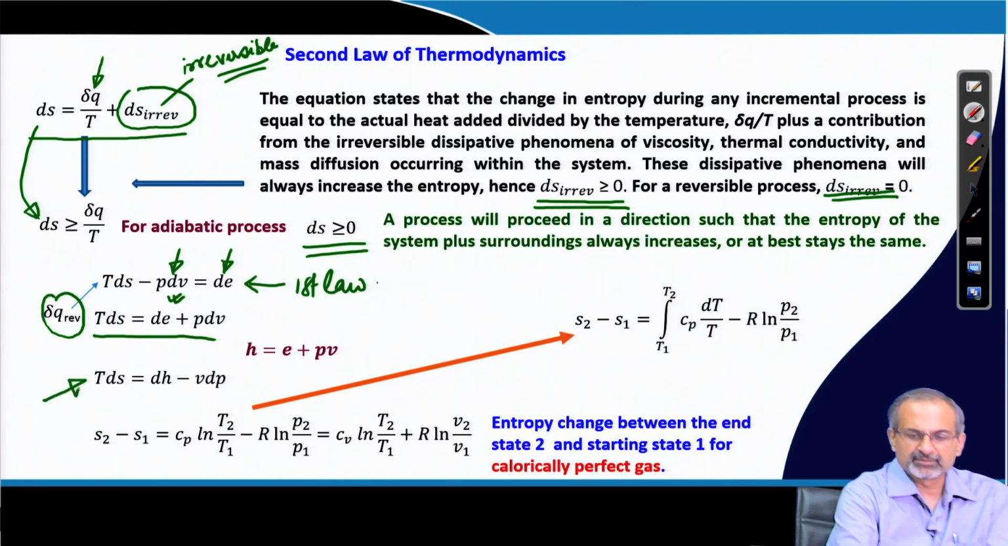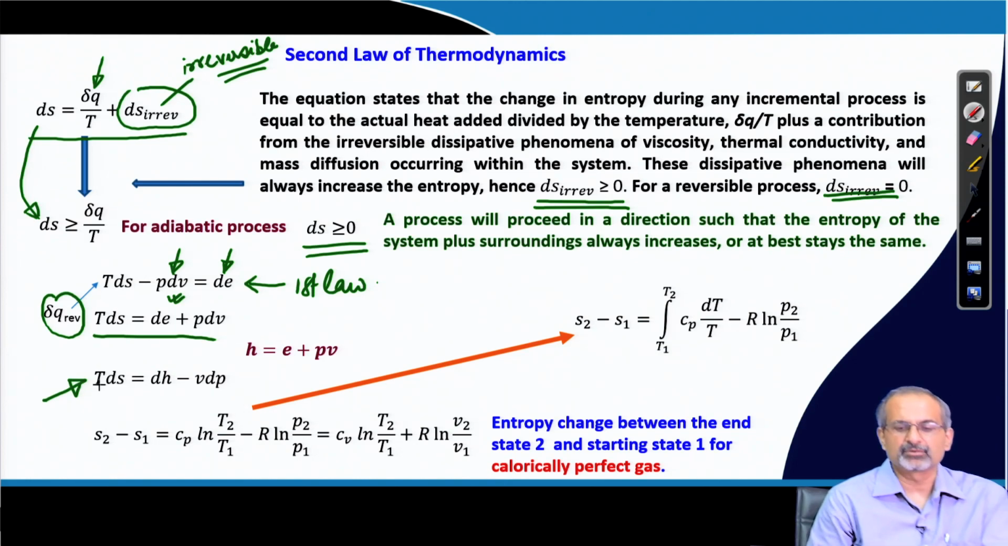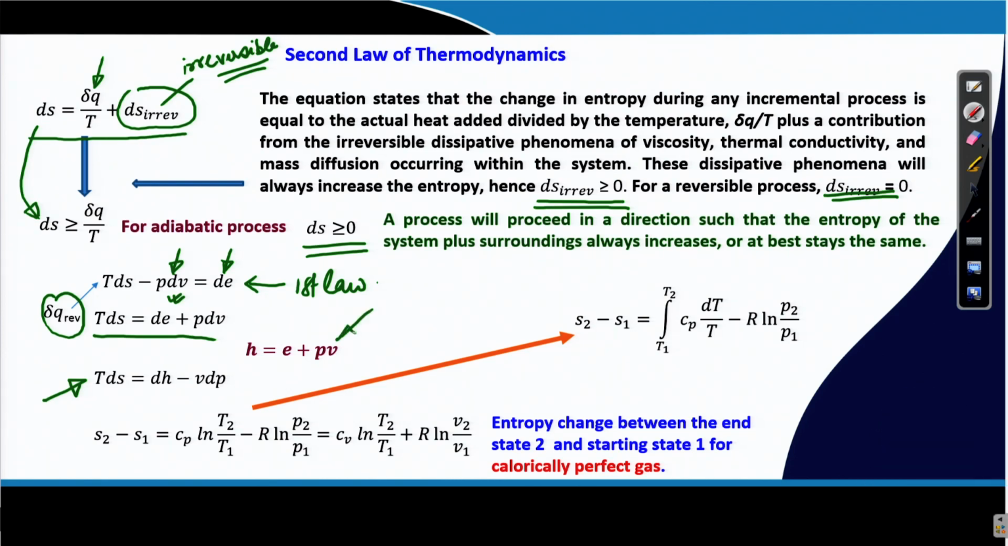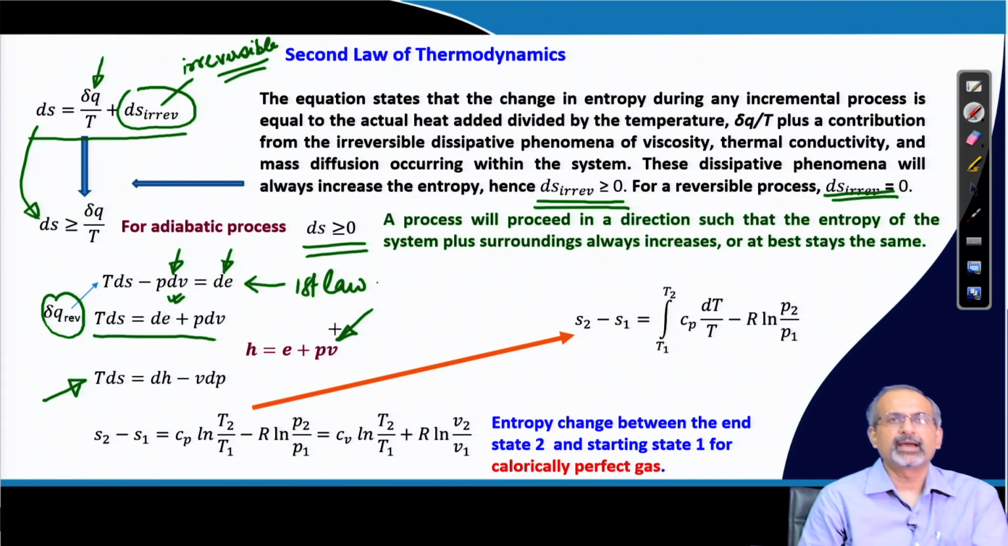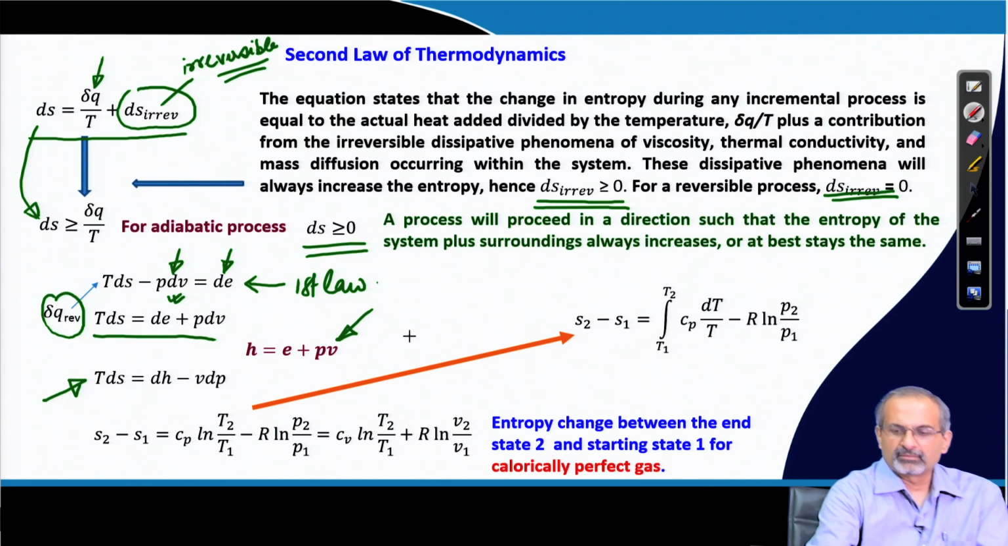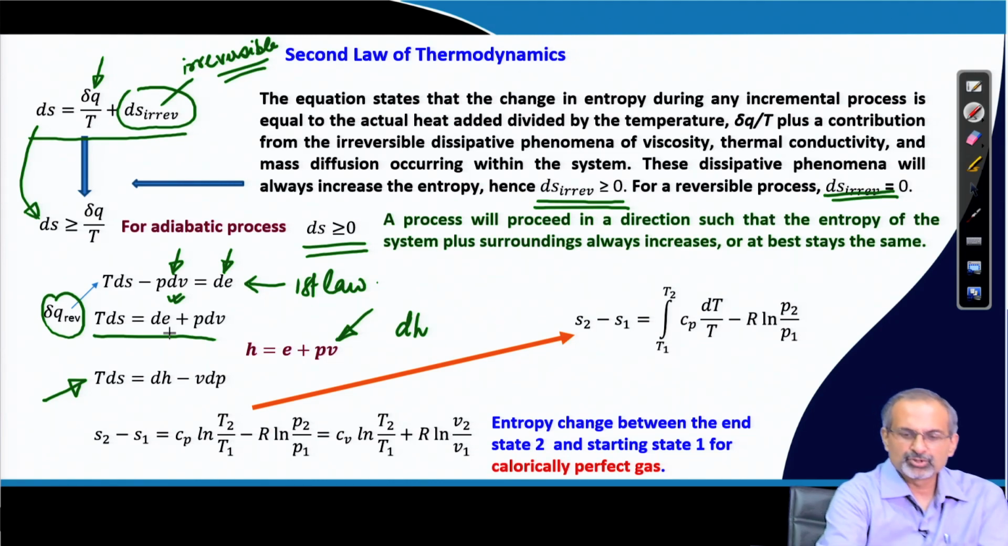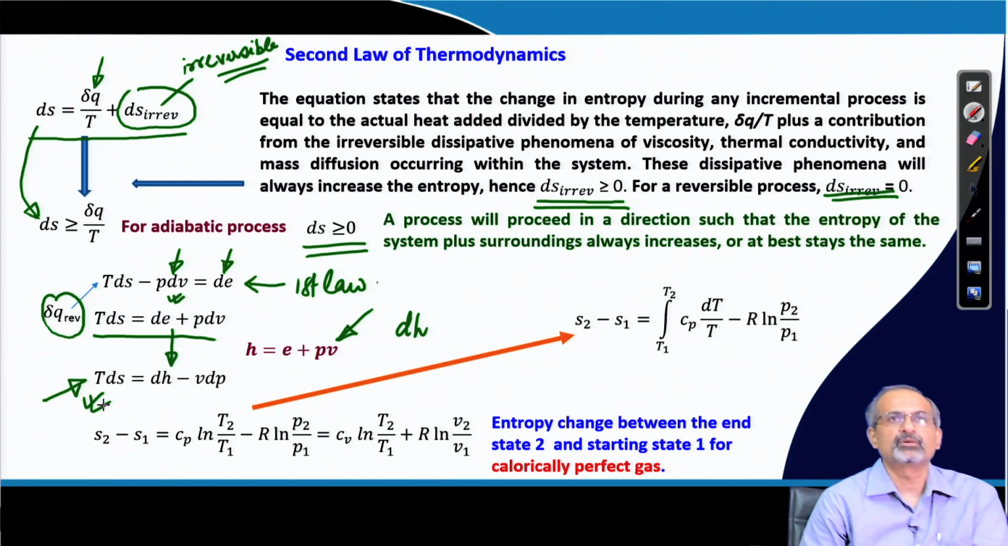Another possible expression for the T ds in terms of enthalpy would be dH minus V dP. How do we get it? We can go back to the definition of enthalpy, specific enthalpy precisely, and then you try to take a differential of the specific enthalpy, and you try to take the differential of the right hand side terms and try to show that you can also write this possible form of the first law.